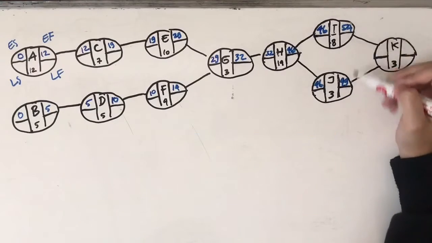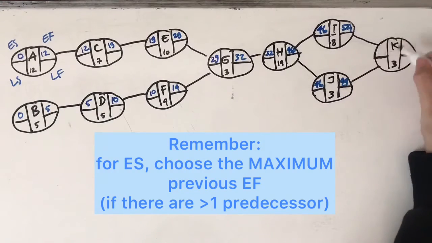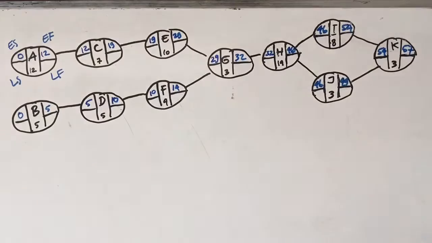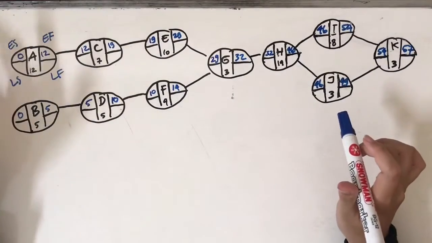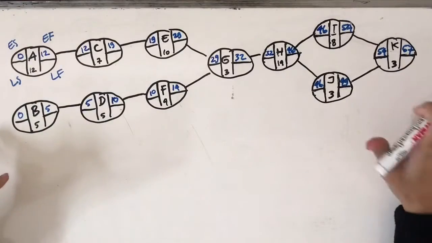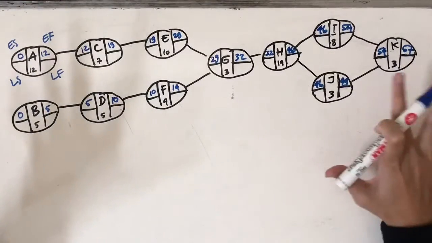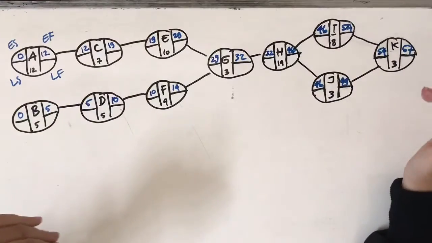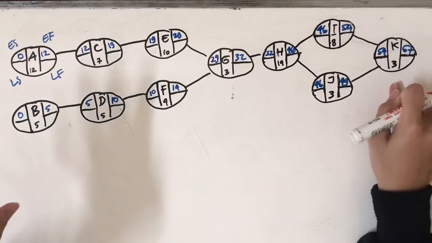For activity K, the case is just the same with activity G, so we choose the longest time for its earliest start. Now we are done filling the earliest finish and earliest start forward pass. Next, we're filling up the latest start and latest finish, and we do it backward pass from activity K to activity A, starting from activity K.